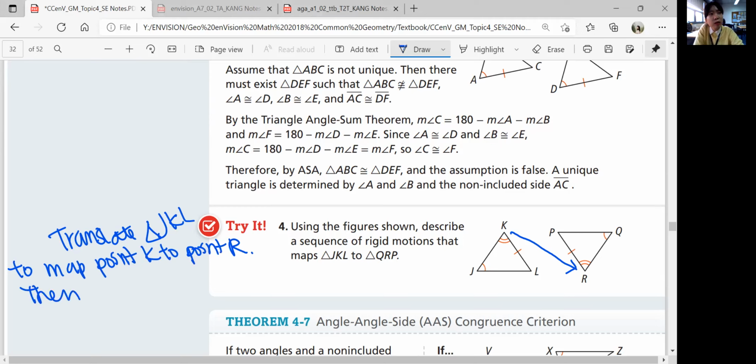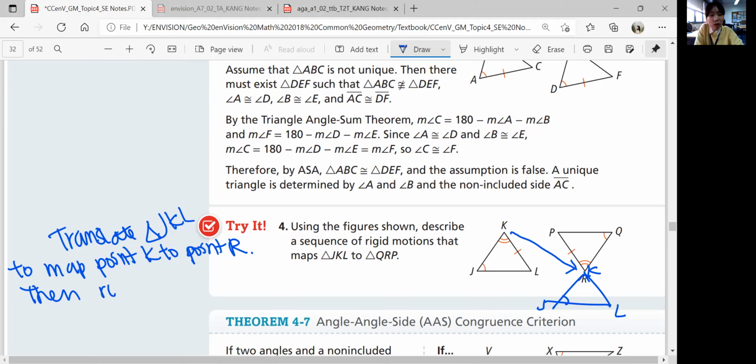Then what do we do? After we do that, we have a triangle here. Do we reflect it or do we rotate? Think carefully. We just translated it, so we just moved it to where it is. J and Q are corresponding angles. So if we reflect this, then J is going to map onto P, which is not a corresponding angle. So we have to rotate it.